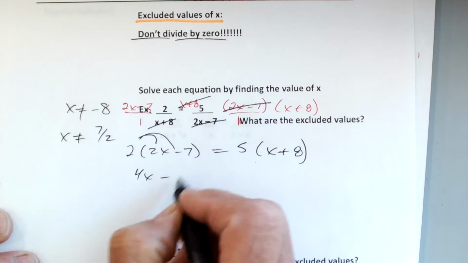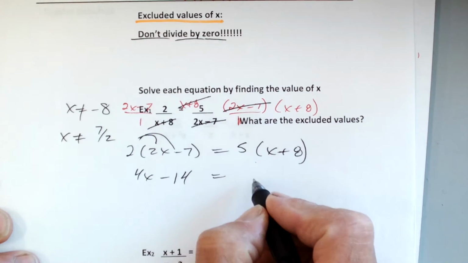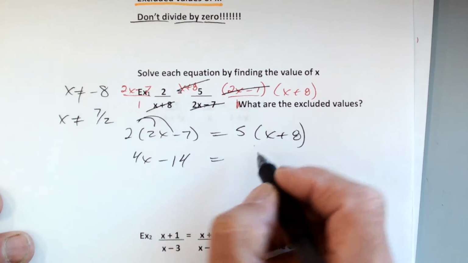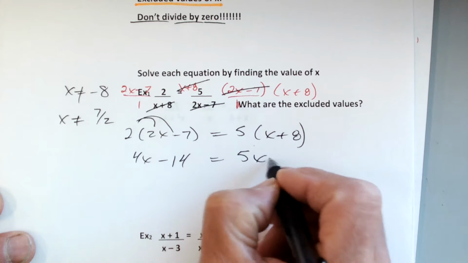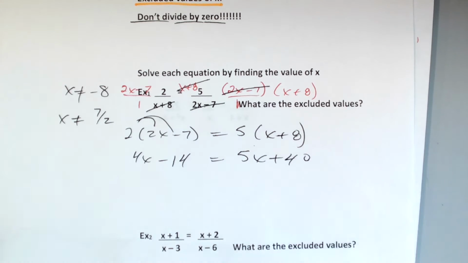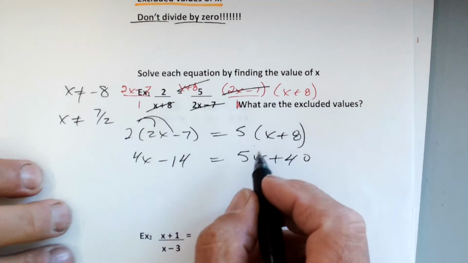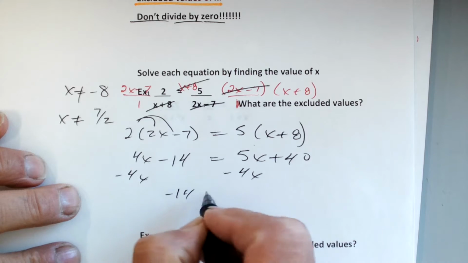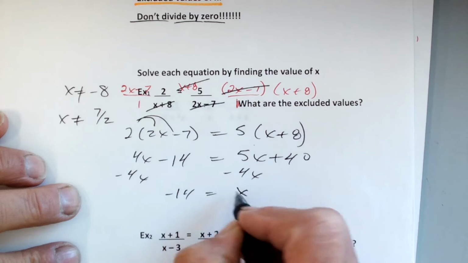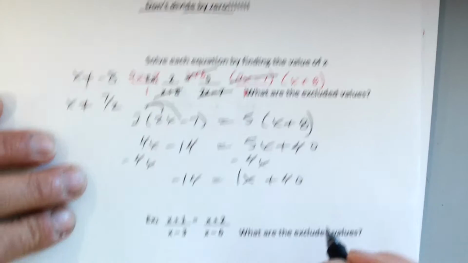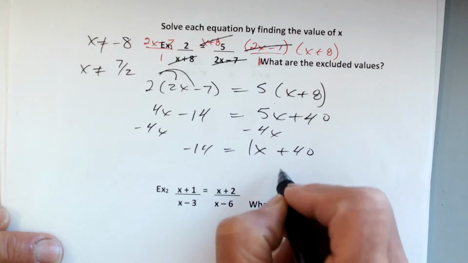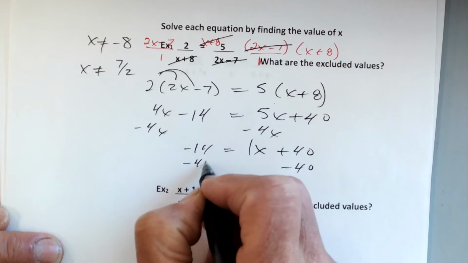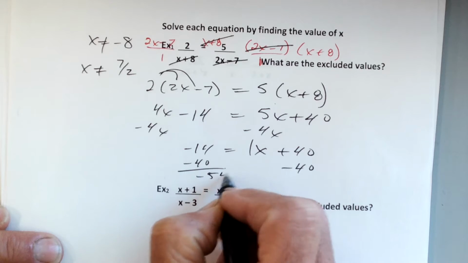4x minus 14. Hey, this looks familiar, doesn't it? This looks just like our warm-up. 5x plus 40. I did that on purpose, didn't I? Right? Did that on purpose. And then I'm going to subtract 4x from both sides, and I get negative 14 equals 1x plus 40. Minus 40, minus 40, right? I get negative 54 equals x.